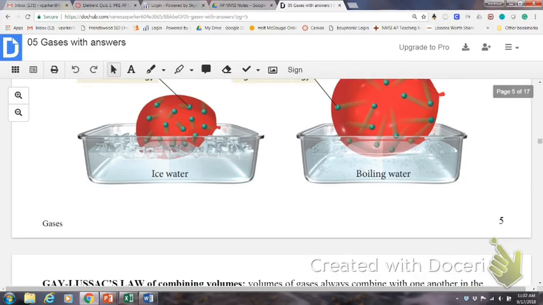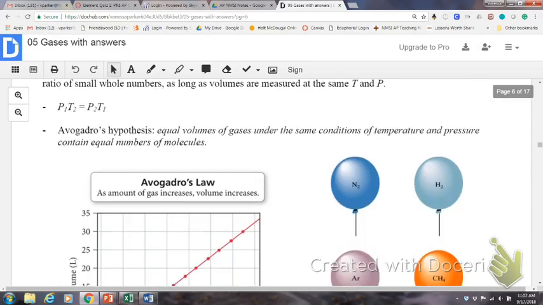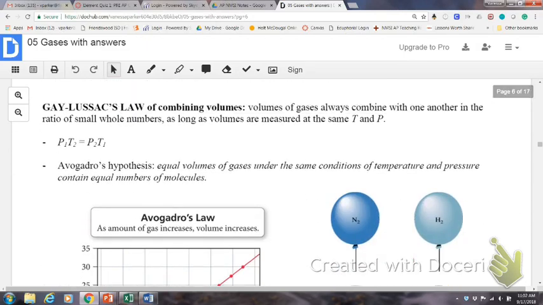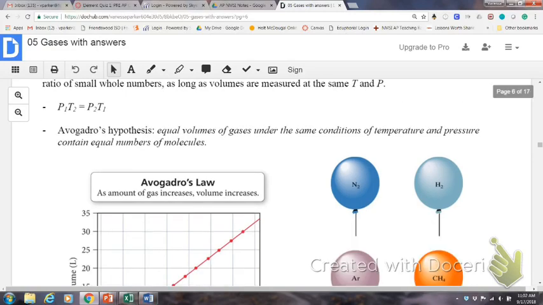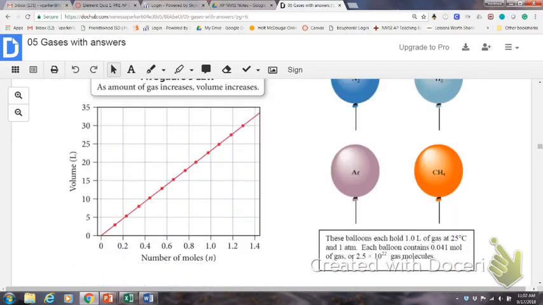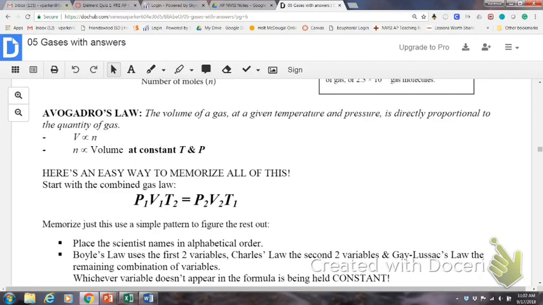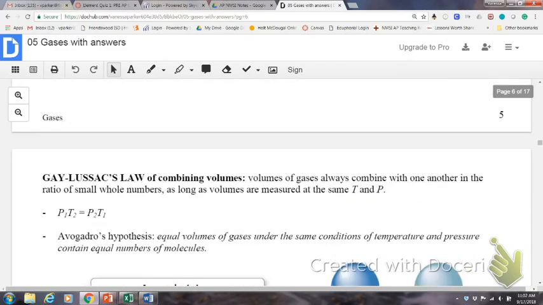Okay? That next one is Gay-Lussac's law. And that relates pressure and temperature. What kind of relationship would you expect? Direct. If I increase the temperature, what happens to the pressure? Think of an aerosol can in the fire. What happens to it? It blows up. You should never do that. It's incredibly dangerous.